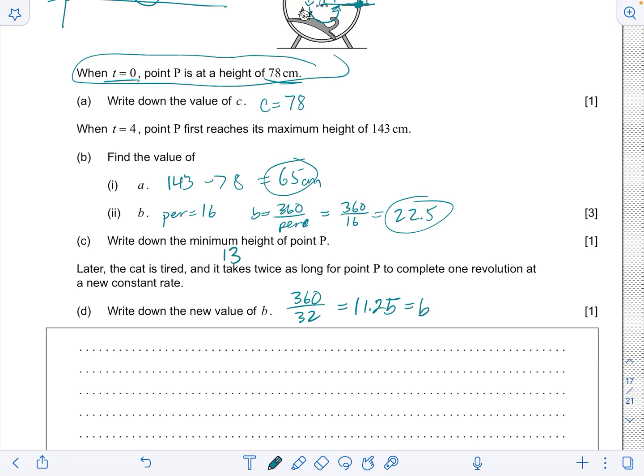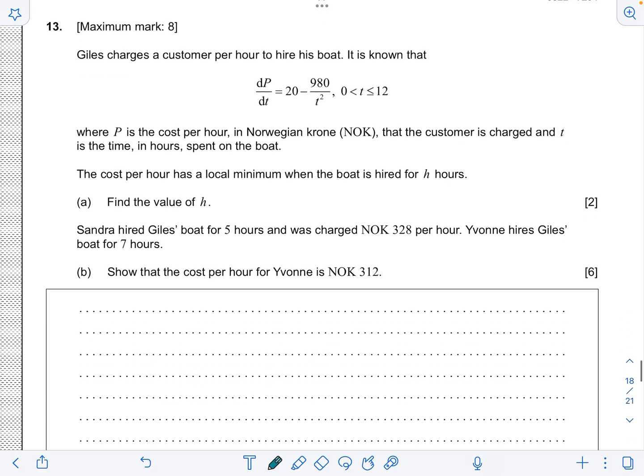Okay. Number 13, we have some calculus. We are told that P is the cost per hour. Here we can see the customers are charged to hire a boat per hour. Depending on the number of hours, the cost per hour can change. But right here, the cost per hour has a local min when the boat is hired for H hours. So find the value of H.